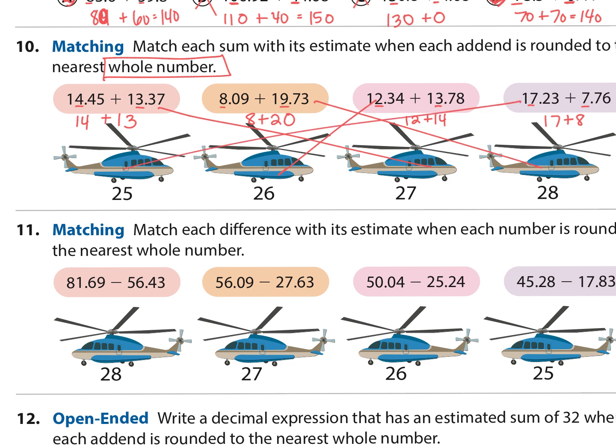All right, next, match each difference. Same thing, I'm going to round to the nearest whole number again, but this time I'm subtracting. So this is going to be 82 minus 56. The orange will be 56 minus 28. You're rounding to the nearest whole number again, so you're looking at the ones digit. Okay, the pink one will be 50 minus 25, and the purple will be 45 minus 18. Draw your lines accordingly.